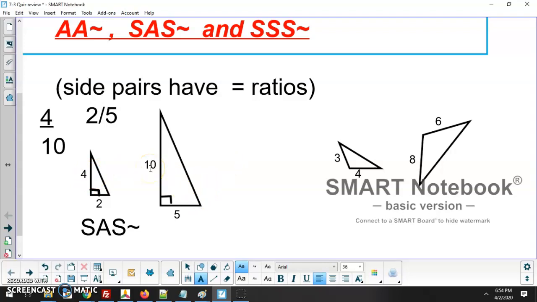Now, you could also do 5 to 2, okay? You just start with the big one and put it over the small one. You just have to be consistent and go in the same order for both triangles.